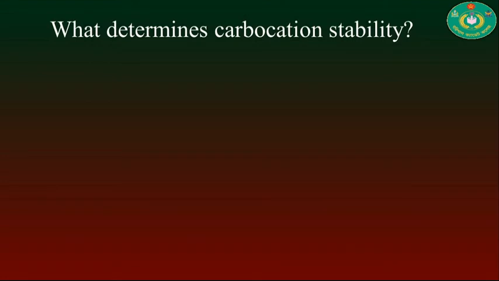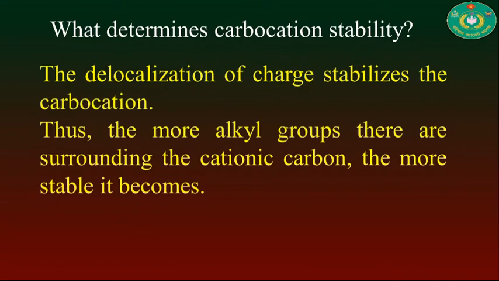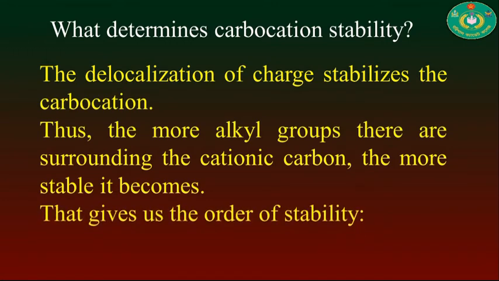So what determines carbocation stability? The delocalization of charge stabilizes the carbocation. Thus, the more alkyl groups there are surrounding the cationic carbon, the more stable it becomes. So the order of stability of carbocation will be the following: 3 degree is more stable than 2 degree, and similarly 1 degree and 0 degree. That means 0 degree carbocation will be the least stable carbocation.